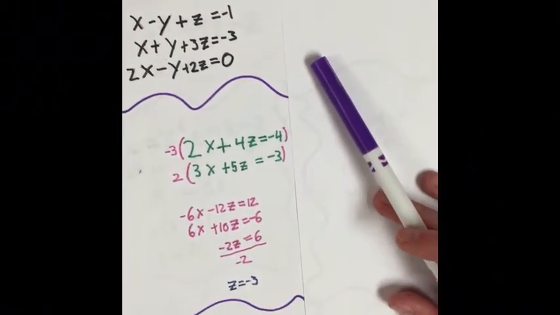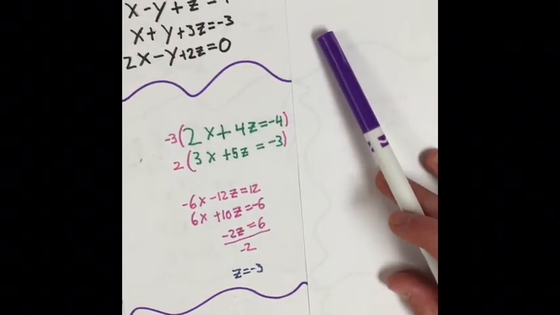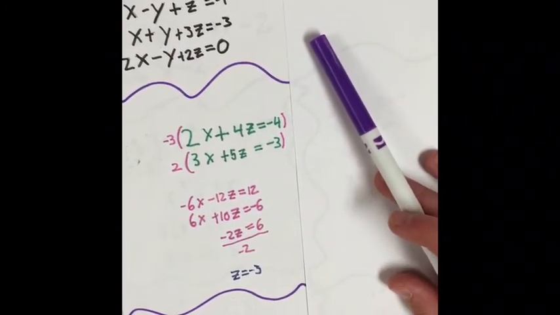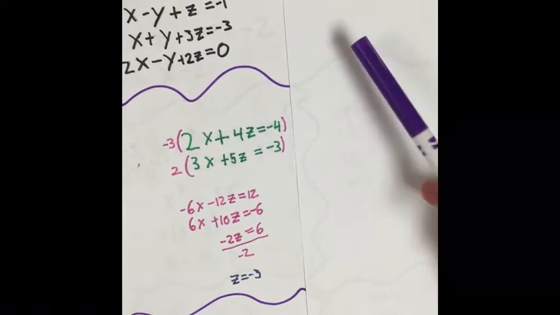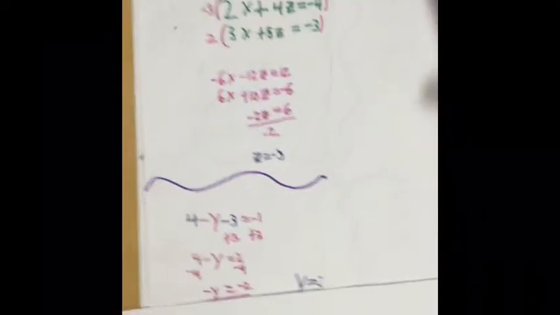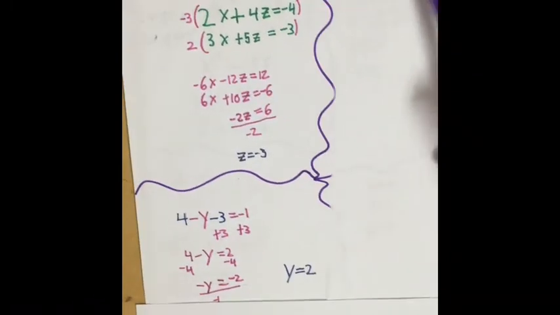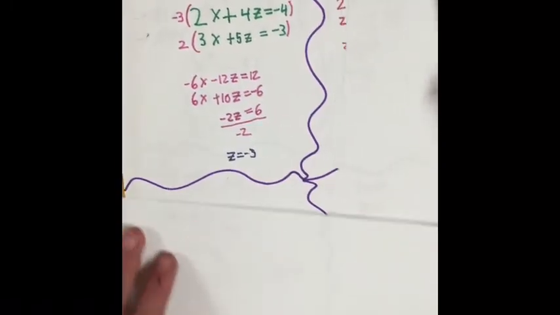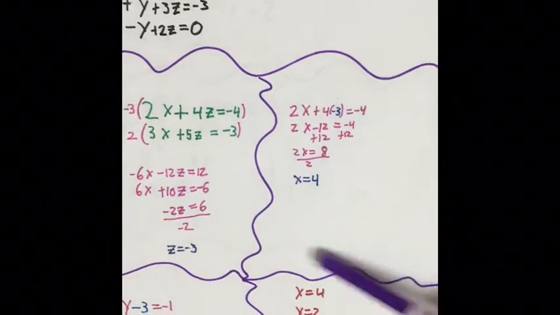So add 3 to both sides, we get this. Then subtract 4 from both sides, we have this, and then divide by -1, and y equals 2. And there is your answer.